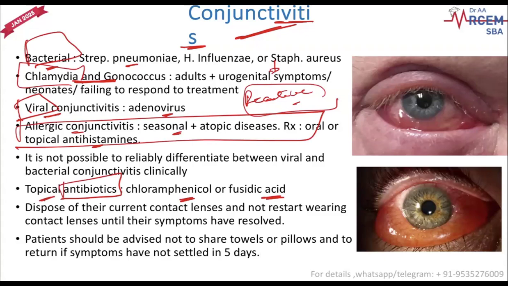If the person is using a contact lens, tell them not to use the contact lens till the symptoms have completely subsided. Another thing you need to tell them is, in the household, do not share any pillows or towels, at least for 5 days after the symptoms have settled down. They have to come back to the emergency department if the symptoms have not settled in 5 days, because something else might be going on. Most of the time, we ask them to follow up with the ophthalmologist if the symptoms don't subside.